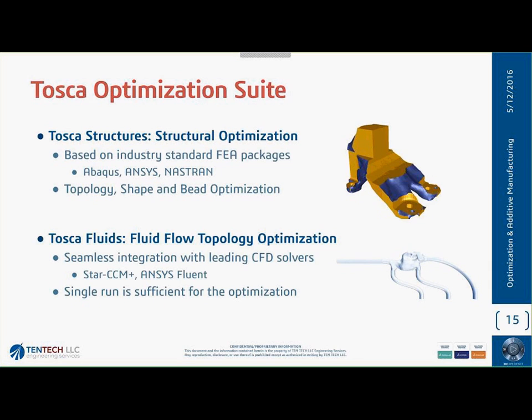The product from Simulia that we're using for realizing this optimization is called Tosca. So it's an optimization suite. There are actually two product lines, one for structures and one for fluids. Those are completely different equations, completely different types of physics. So there's a separation between the products. So, the structural optimization from Tosca.